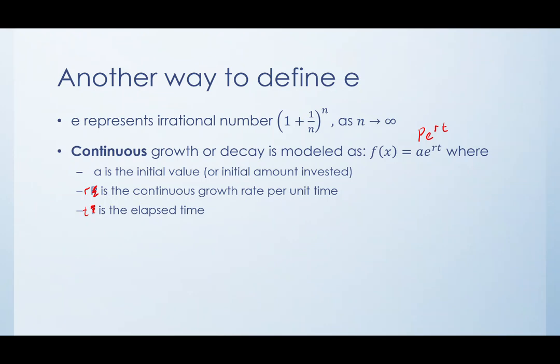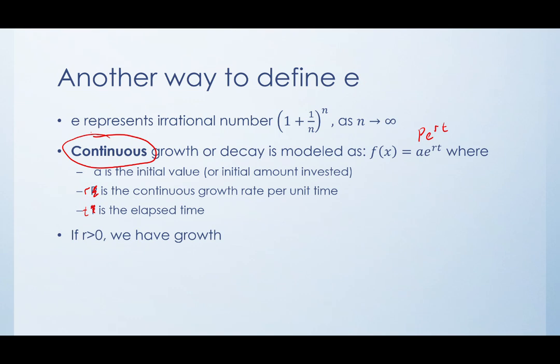Okay, so when you see the word continuous compounding or continuous growth, that means we're getting interest on our interest continuously all the time. We're using a different model from the discrete compounding. We're using this e to the rt model. Okay.